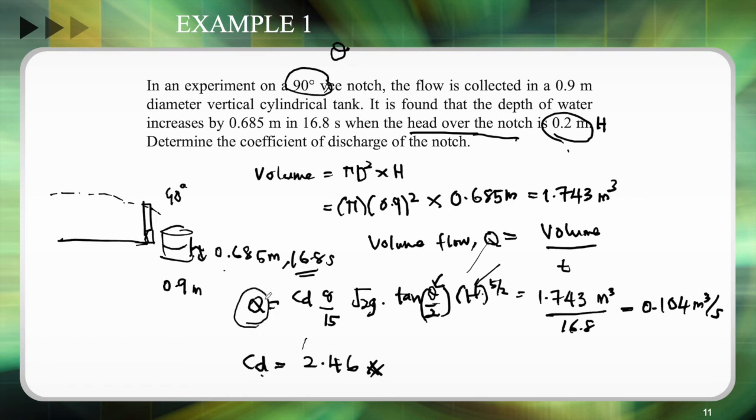Q has already been calculated by you. This equation is Q actual. Now we already know that this water coming from the V-notch has been collected by the cylindrical tank, and that Q is actually the actual Q. So we got the value of CD is 2.46. That is for example 1. Very simple. We just plug the values into this equation and then you will get the value of whatever parameters that you want to find.